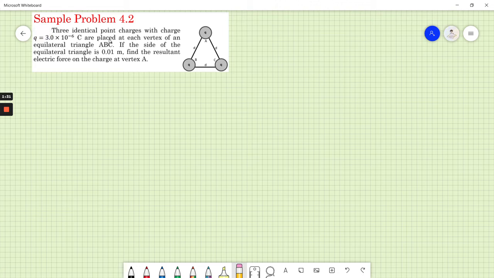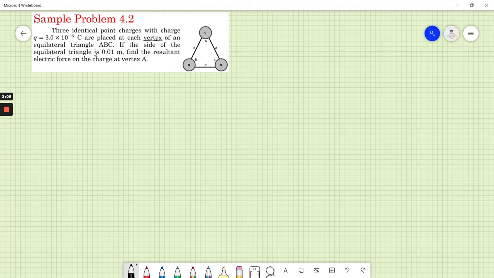There are three identical point charges with charge Q equals 3.0 times 10 raised to negative 6 coulombs. All of these charges share the same charge, so they're all equal, and they're placed at each vertex of an equilateral triangle. They're all positive, and the charge is 3.0 times 10 raised to negative 6 coulombs, and are placed at each vertex. So do not get confused.